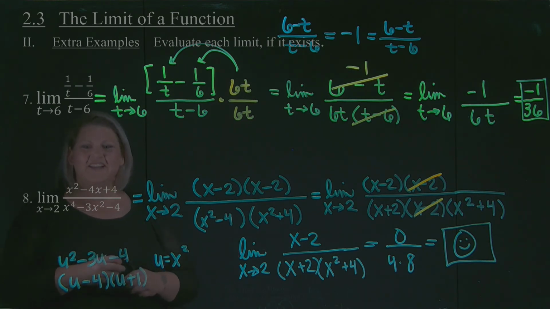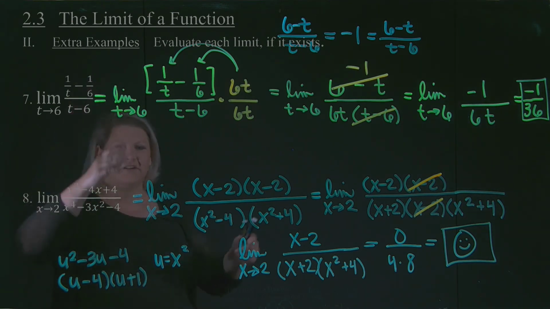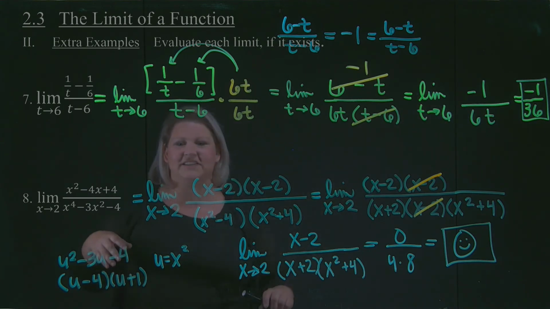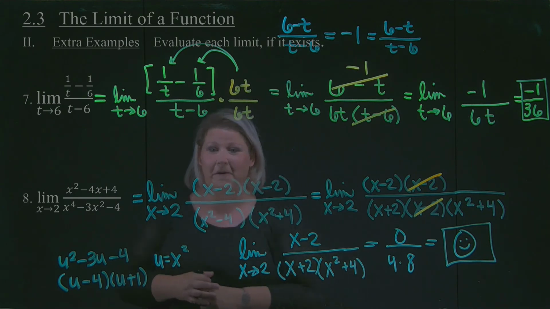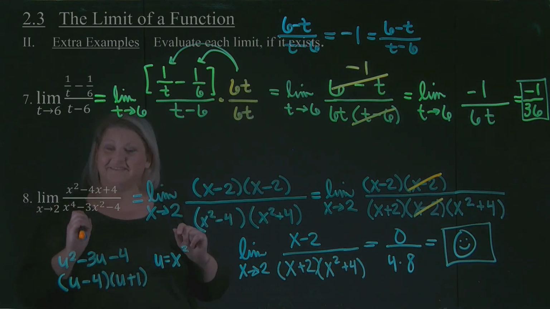Isn't that interesting? First, we start off with 0 over 0, and we get something like negative 1 over 36. Then we get 0 over 0, and we end up with an actual value of 0. Fascinating, huh?